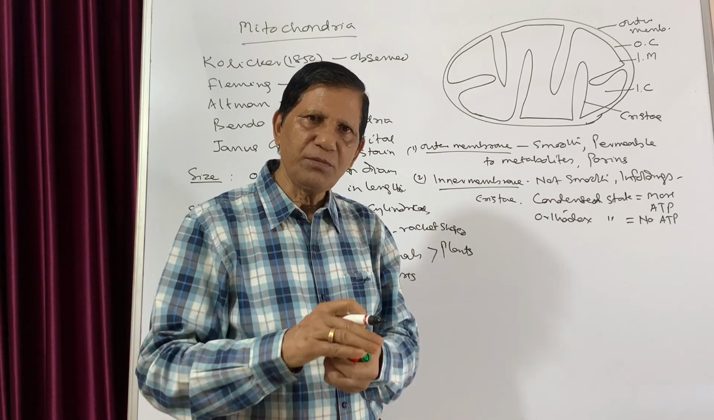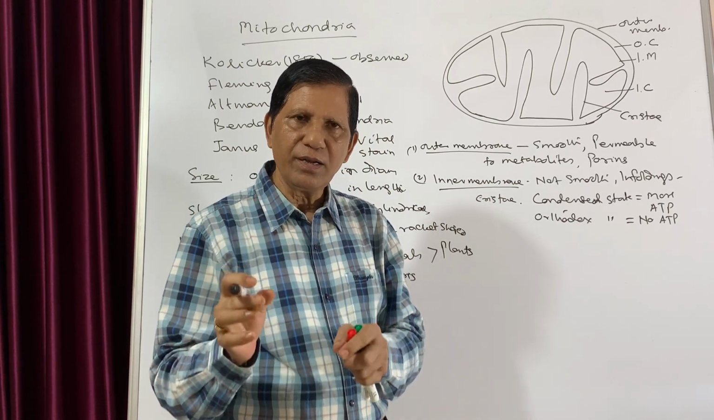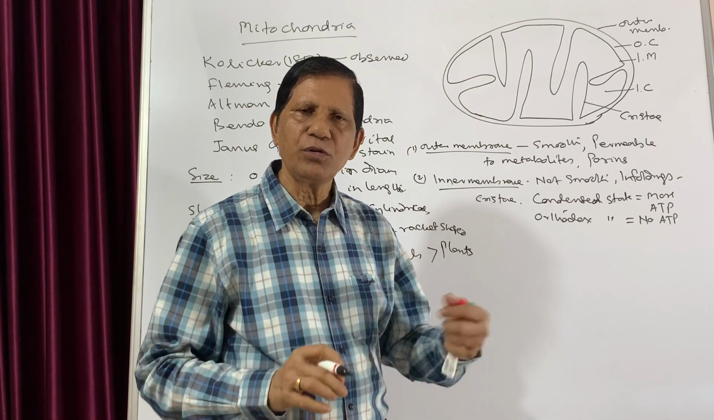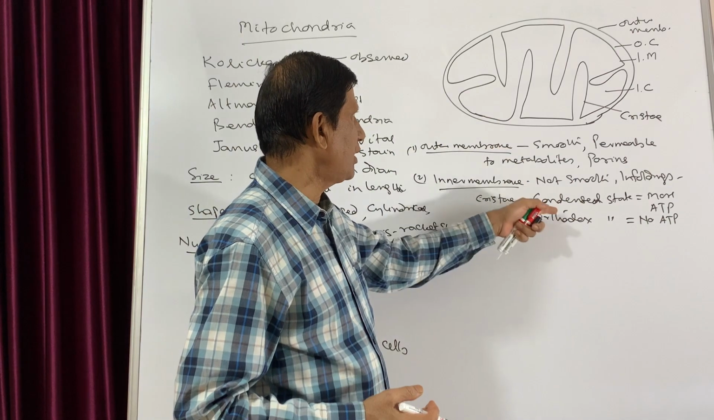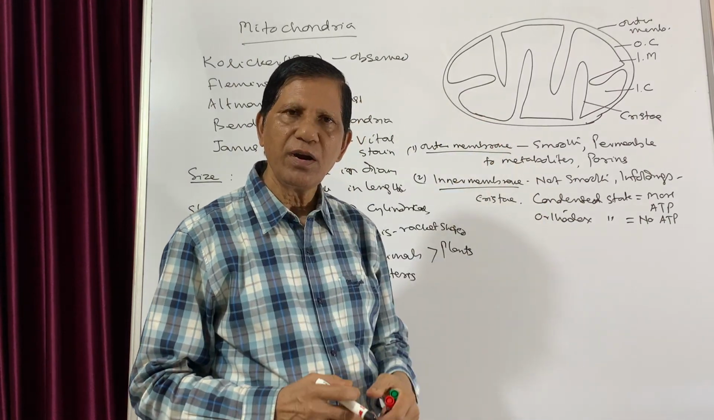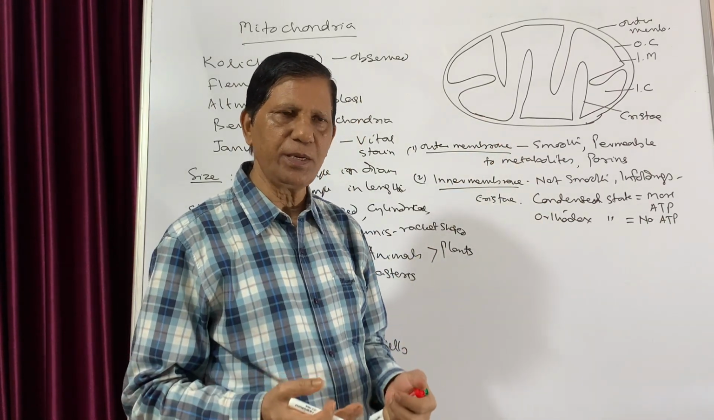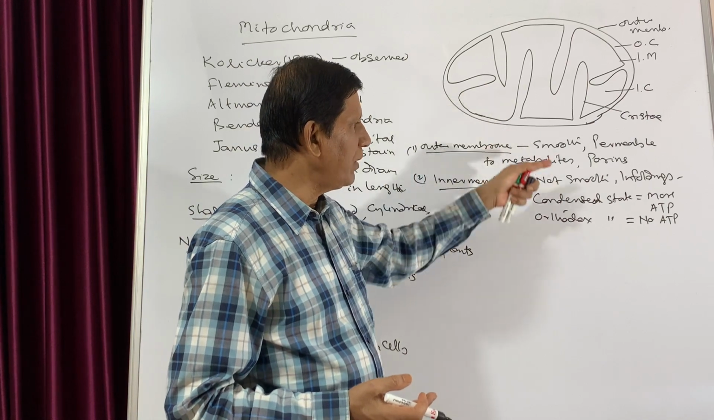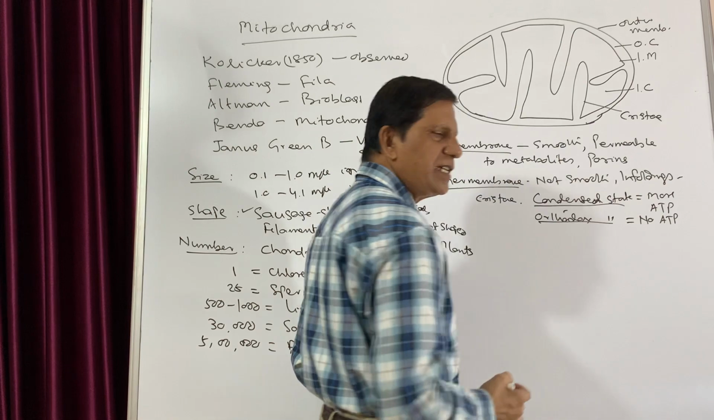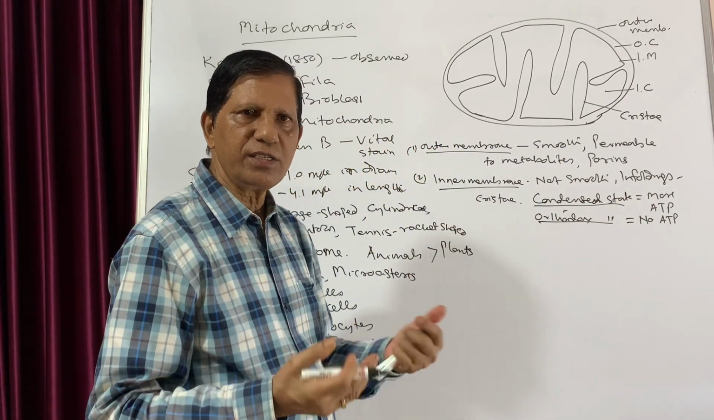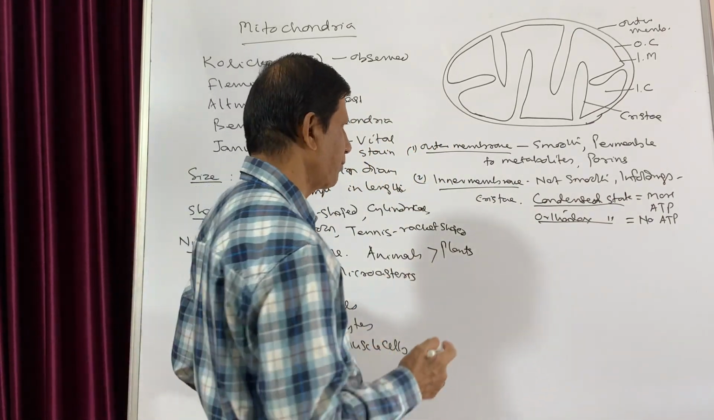It has been observed by attaching a video to the microscope. When it is more active, it is in the condensed state and the cristae are well developed, and when there is not much production of ATP, then the cristae are not well developed, that is the orthodox state. That means both orthodox and condensed states are changeable depending upon the activity.